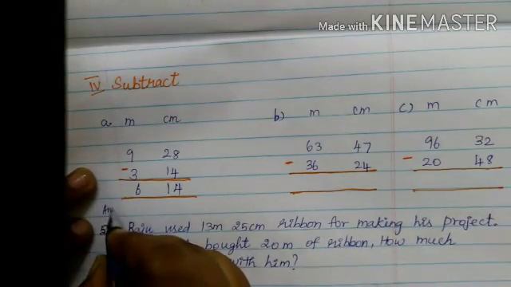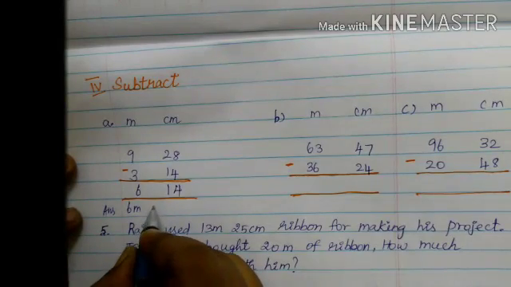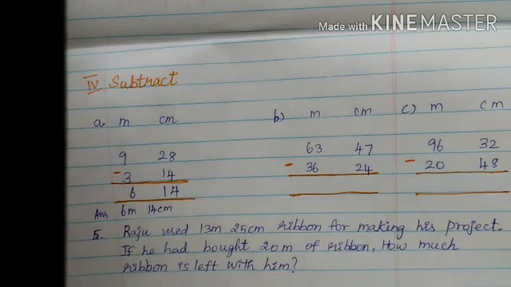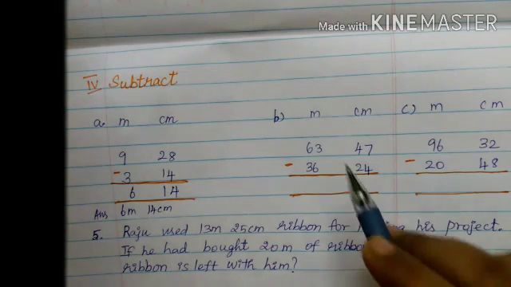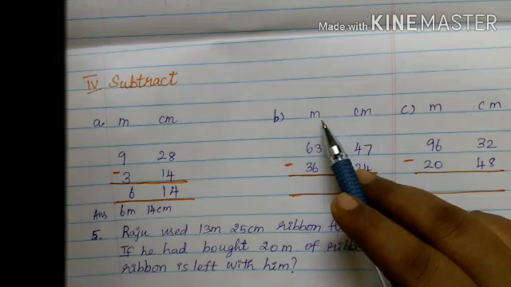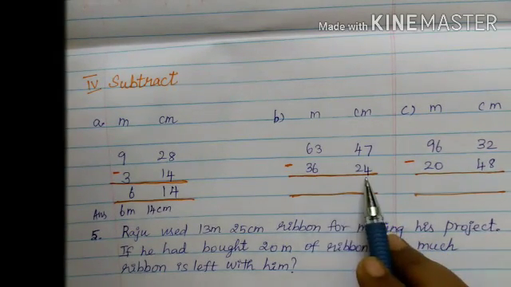So the answer is 6 meter 14 centimeter. The next one, sum B. Meter, centimeter, 63, 47, 36, 24.